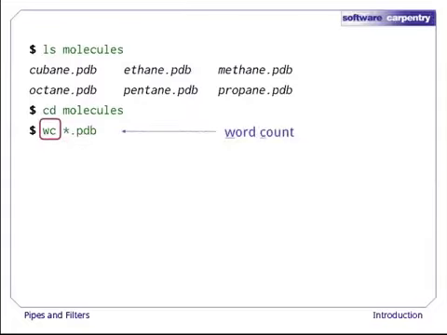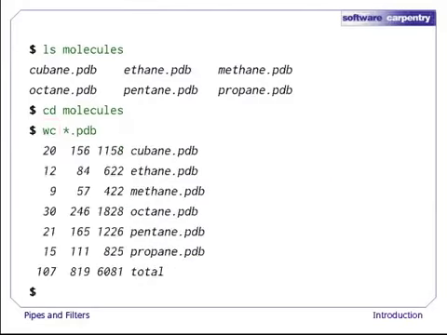wc stands for word count. It counts the number of lines, words, and characters in files. Its output, shown here, prints these values in columns: lines, words, characters, and the file name, 1 line per file, with a line for the total at the end.